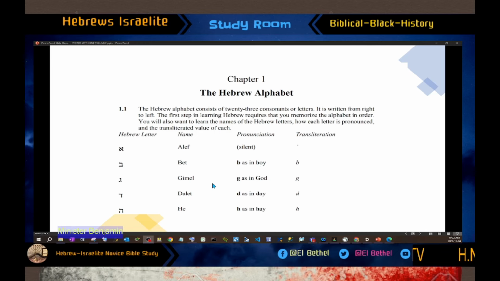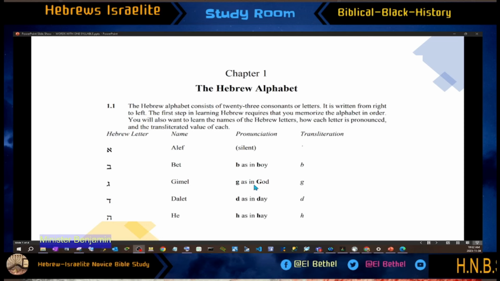This is called Gimel. It makes the G sound as in God. This is not the name of God, but just God in general. This is Dalet. It makes the D sound as in day. And this is Hey. It makes the H sound as in hey. Oh, what's up? Right?